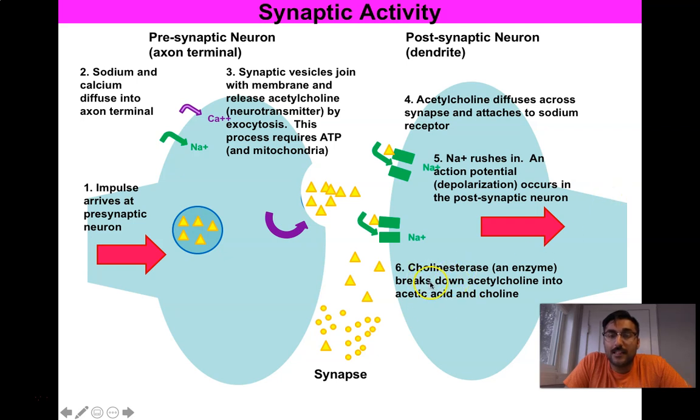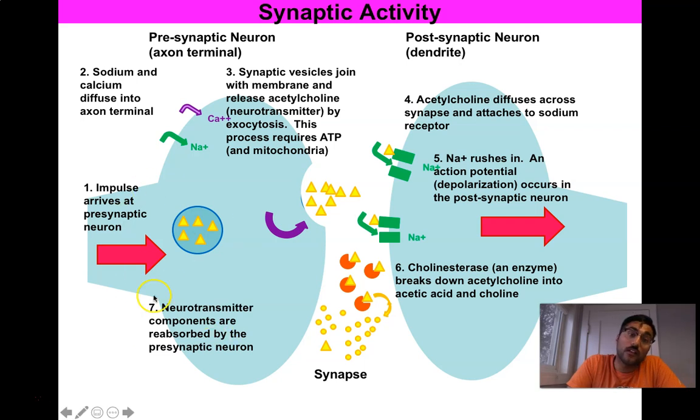Now, one last thing, cholinesterase is an enzyme. Anything that ends with ASE is an enzyme, and it's going to break down the acetylcholine neurotransmitter and allow it to be reabsorbed and reused by the presynaptic neuron the next time it needs to transmit that same neurotransmitter. So there you go, it gets reuptaken and it gets reused.